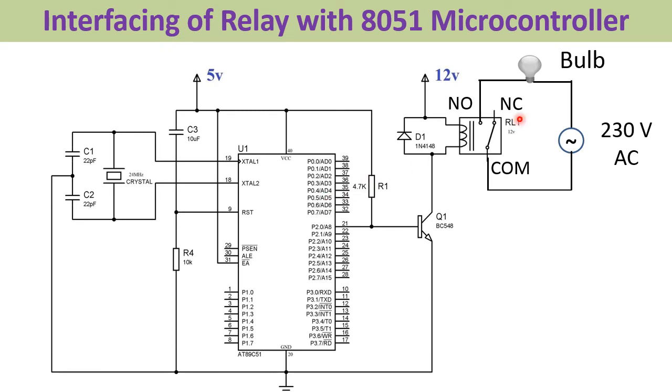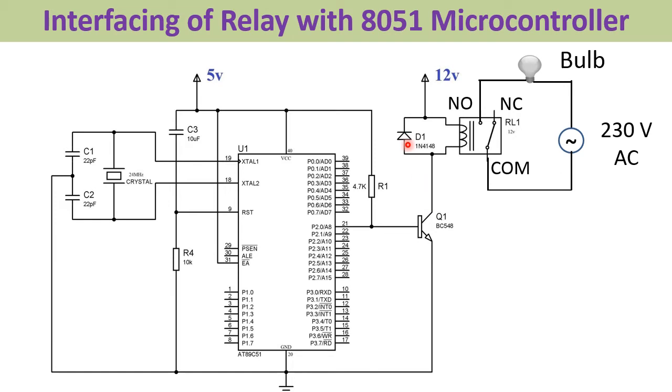Now let us interface a bulb working on 230 volt AC supply to a microcontroller using a relay. First terminal of relay coil is connected to plus 12 volt because here we are using 12 volt relay. Second terminal of coil is connected to ground through a transistor. The transistor acts as a driver. The base of transistor is connected to P2.0 pin of microcontroller. The transistor can be switched on or off using microcontroller to make the relay on and off.